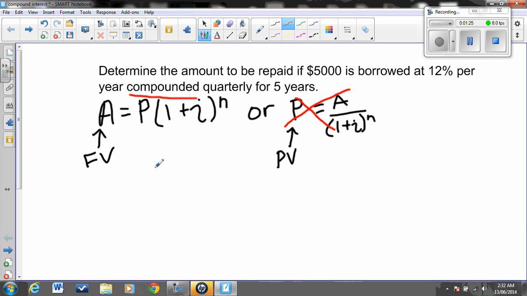Next, we need to calculate the i and the n. i is calculated by taking the annual interest rate as a decimal. So 12% as a decimal, I would divide it by 100, so I would get 0.12.